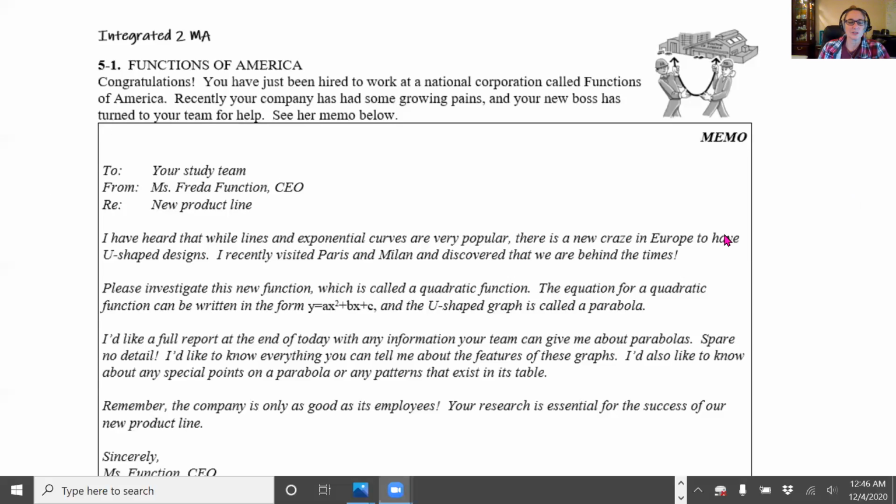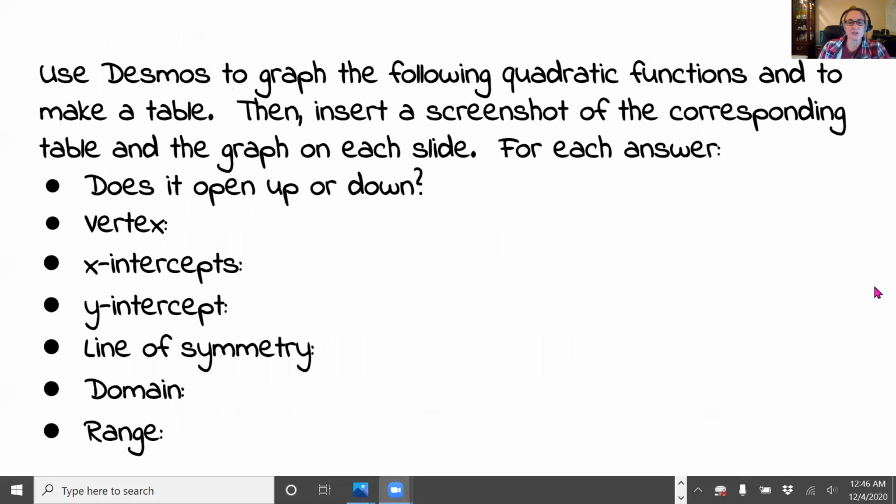Sincerely, Ms. Function, CEO. So what we're going to be doing is putting different quadratic functions that they're going to give us, one on each slide, into Desmos to see what the graph looks like. And I also want us to make a table on Desmos, and I'll show you how to do that. And then we're going to take a screenshot of the table and the graph, and we're going to be putting it on a slide and then answering the questions.